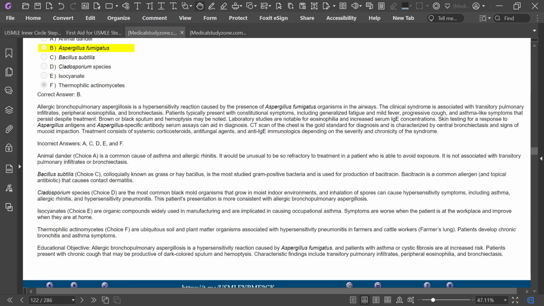And thermophilic actinomycetes are ubiquitous soil and plant matter organisms associated with hypersensitivity pneumonitis in farmers and cattle workers, who develop chronic bronchitis and asthma symptoms.